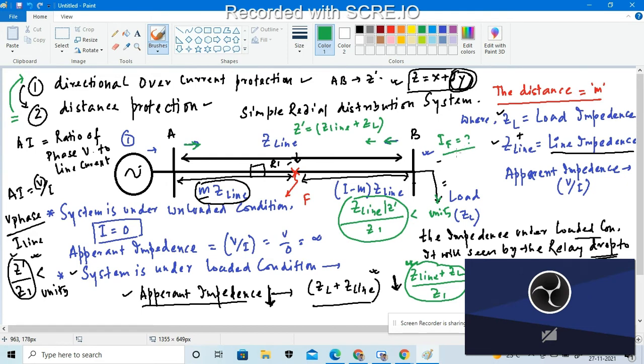Depending upon these values, we have to measure the values of fault current and the distance, that means the value of m, and where the fault will be located. If you find m, then automatically you will find out where the fault is located. Is that clear? Yes.